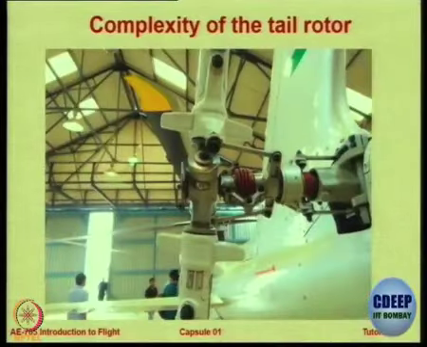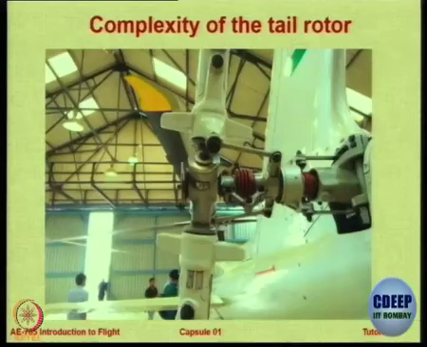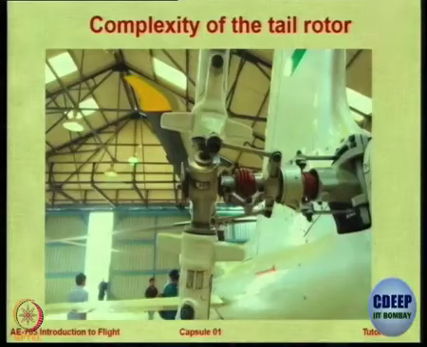But why do we need a tail rotor in a helicopter? Why is a tail rotor essential in a helicopter? Let's have some new people. Anybody would like to answer? Yeah. Angular momentum. Can you explain? When the main rotor starts rotating, the helicopter tends to counter rotate. So it is basically meant to counter the auto rotation of the helicopter body when the main rotor rotates.